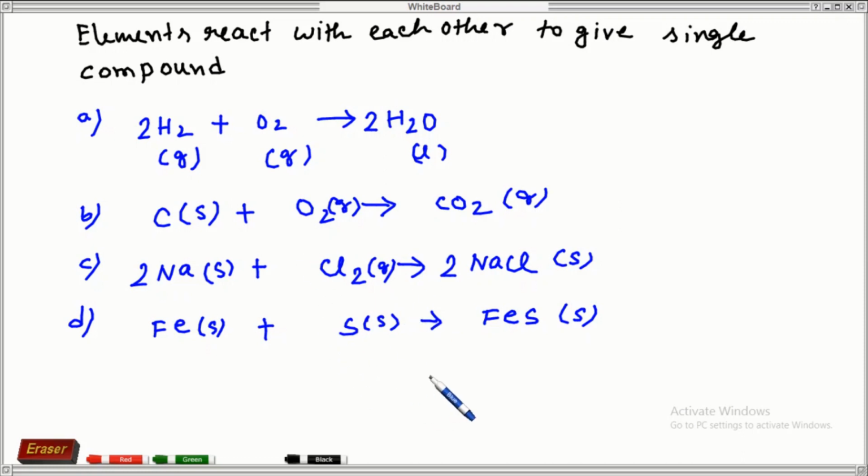Is it clear? Take a snapshot of this, and then we will go to our next part where compounds, two compounds or more than two compounds, react with each other to give another compound. Here also we will get a single product, but on the reactant side what do we have? We have compounds. Okay.